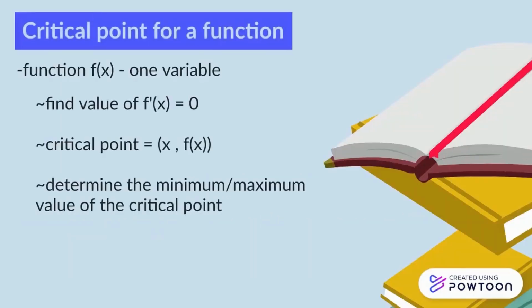For the one variable function f(x), we need to find the value of f prime x equal to 0 first, and then we can find a critical point. After we get the critical point, we can determine the minimum or maximum value of the critical point.